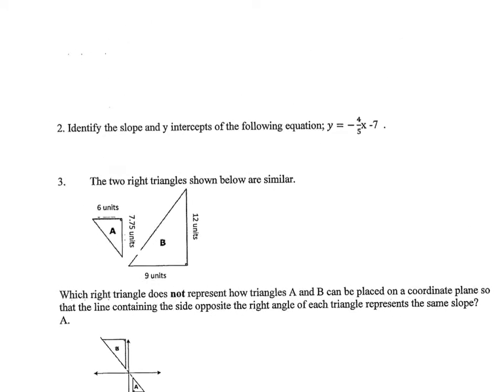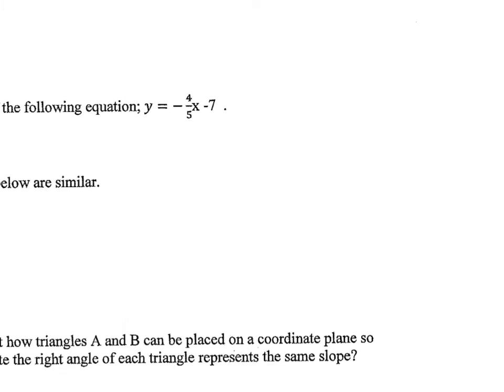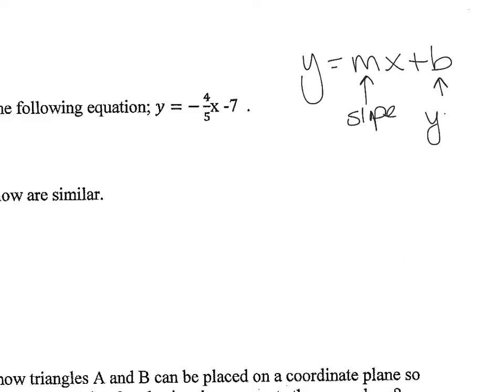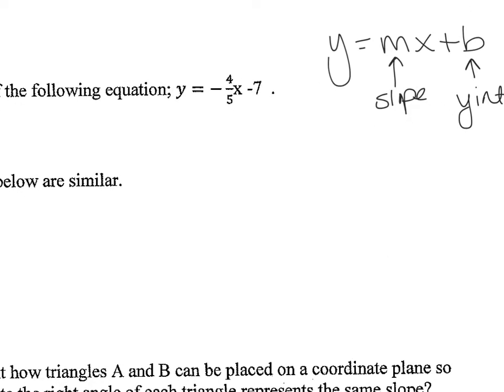Number 2, identify the slope and y-intercept of the following equation. Y equals -4 over 5x minus 7. So remember, in our equations, that's the format. This is always the slope, and this is always the y-intercept. So it's literally just asking you to identify those pieces. So the number next to my x is always my slope. So my slope is -4/5. And my y is always the extra, whether it's being added or subtracted. It's whatever number comes extra. So that would be the -7.